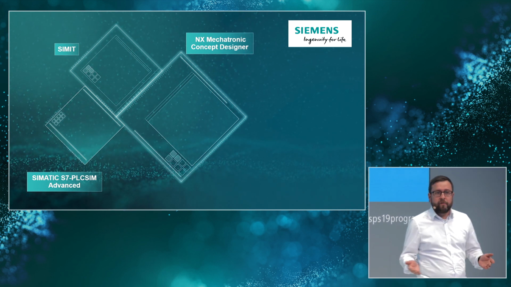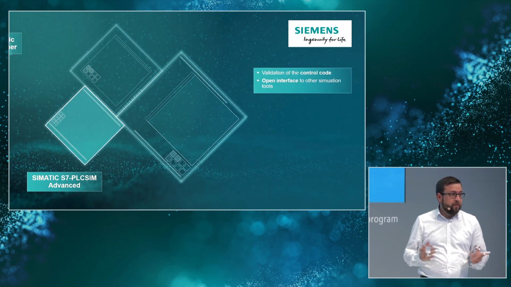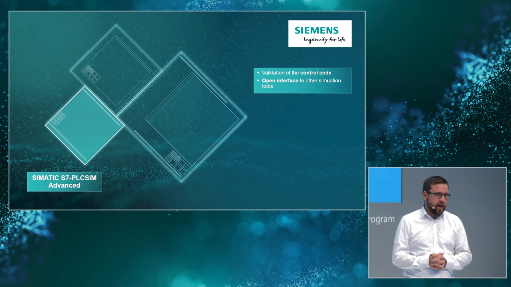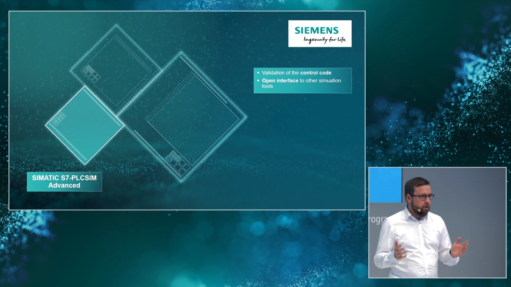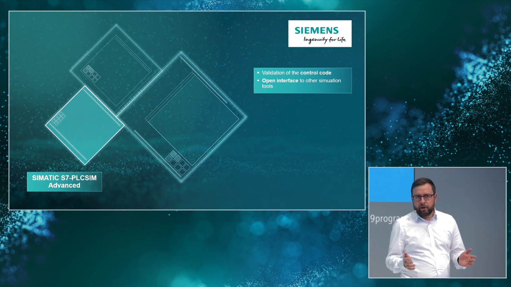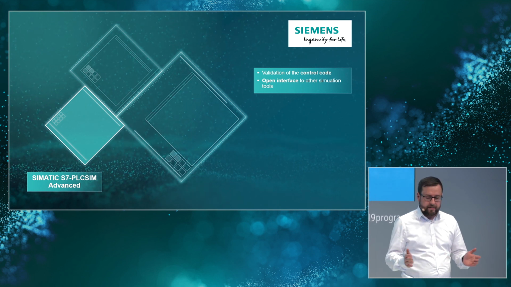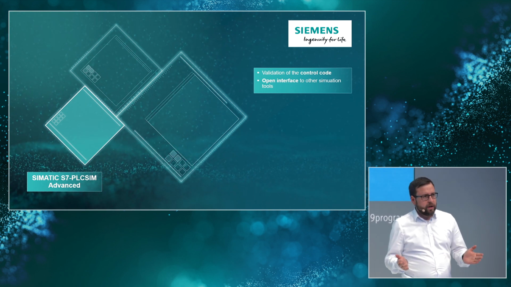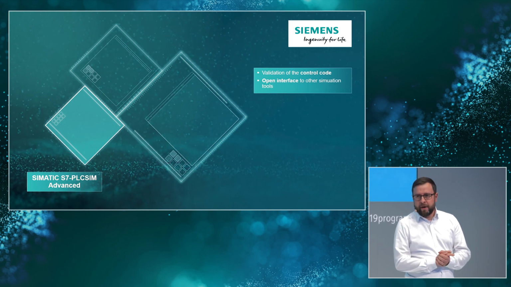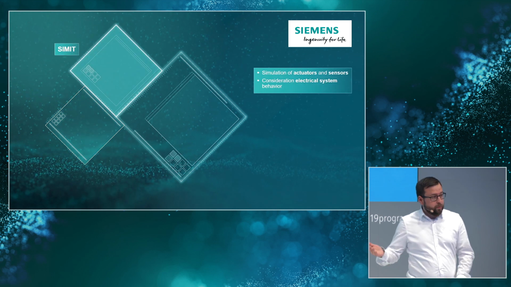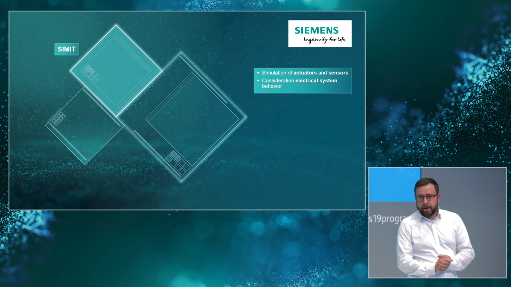But let's start with the automation. PLC Sim Advanced is our virtual controller based on the Simatic S7-1500. With such a virtual controller, you validate the PLC code and ensure high software quality from the beginning of the engineering phase. And in addition, PLC Sim Advanced has an open interface to other simulation tools, such as SIMIT, which brings us to the next module.